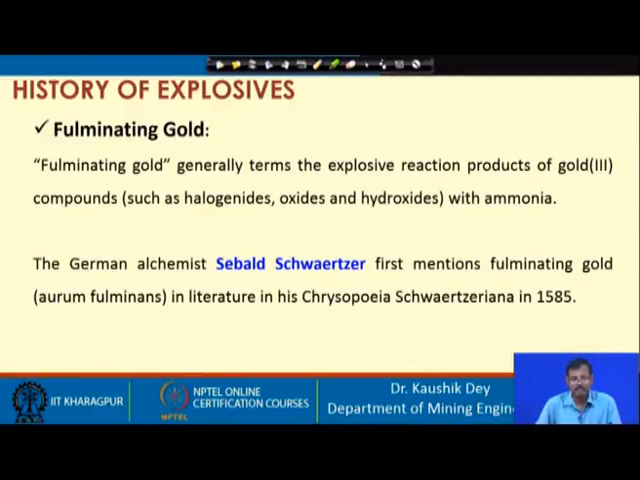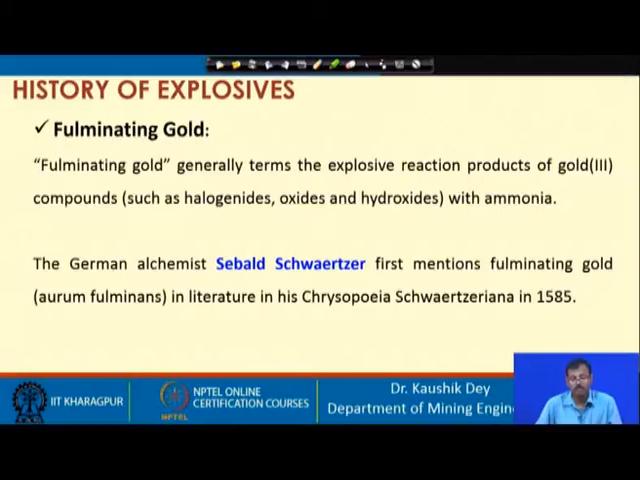In this search, a German alchemist accidentally developed the first man-made explosive, fulminating gold, which is not only man-made, but by strength is a very high explosive compared to gunpowder. He developed this in 1585, but the problem was that, though the explosive was developed, how to use it was not known to everyone.